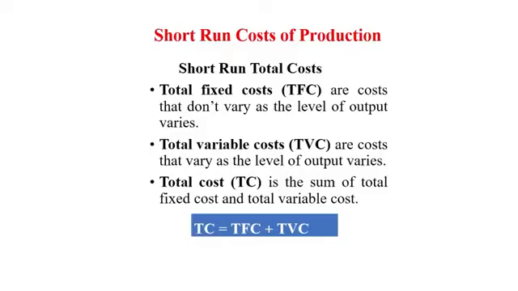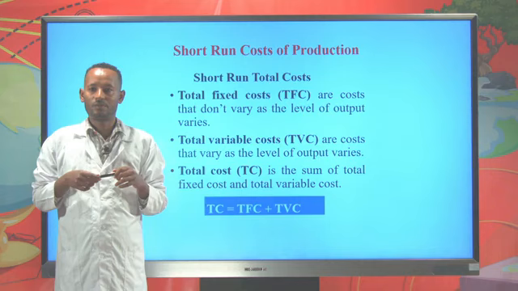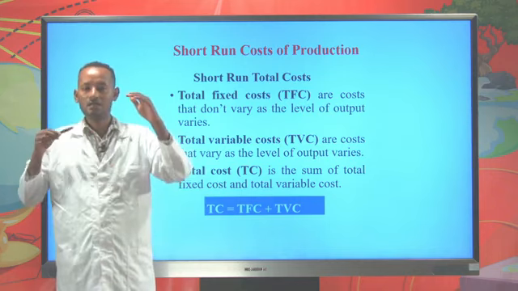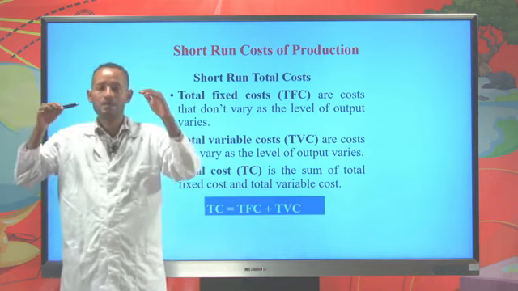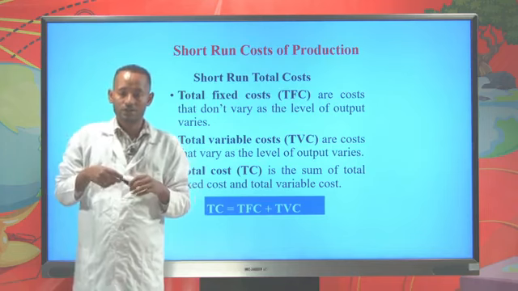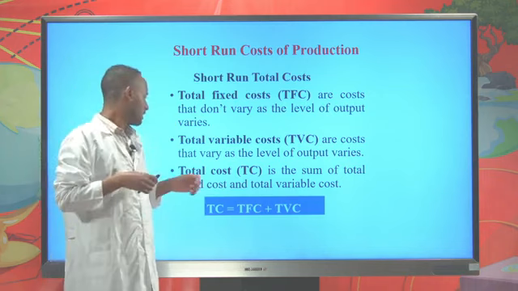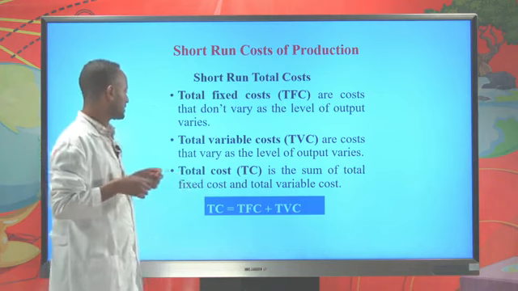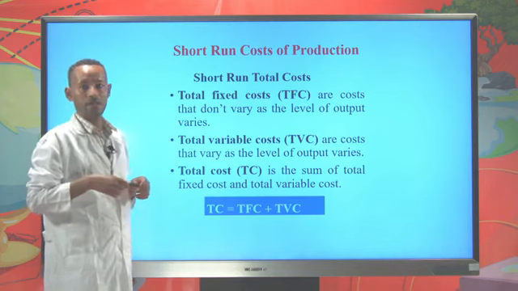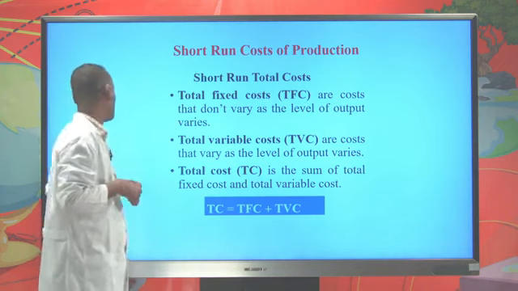The total variable cost is a cost that directly varies as the level of output varies. A cost that increases as output increases, and a cost that decreases as the output decreases, is called variable cost. And these variable costs are the costs of variable inputs. Finally, the total cost of production is the sum of the total fixed costs and the total variable costs of production.